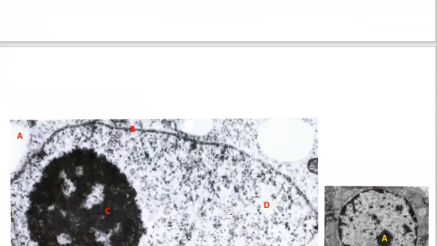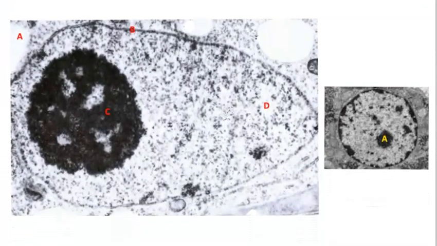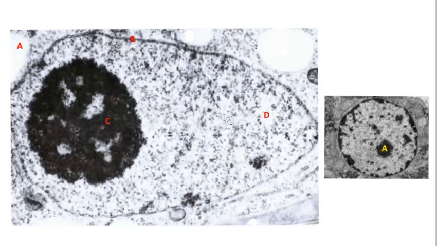Our first image is this one here, and this image A is of the nucleus. And in this nucleus, we can identify a number of features. First of all, around the outside, and beautifully shown here, if one looks very carefully, is the double membrane of the nucleus, labeled B. So, double membrane of the nucleus.